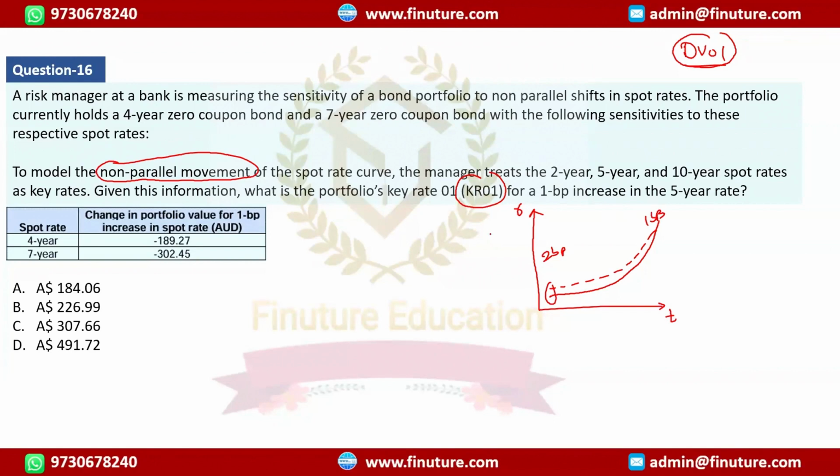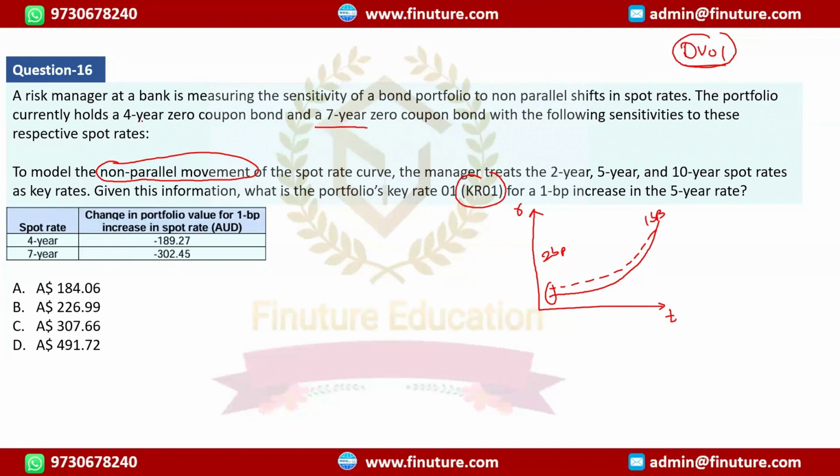So let's see what is given in the question. This one is a little tricky from the calculation point of view, so bear with me. A risk manager at a bank is measuring the sensitivity of a bond portfolio to a non-parallel shift in the spot rate. The portfolio currently holds the 4-year zero coupon bond and 7-year zero coupon bond. So there are two bonds.